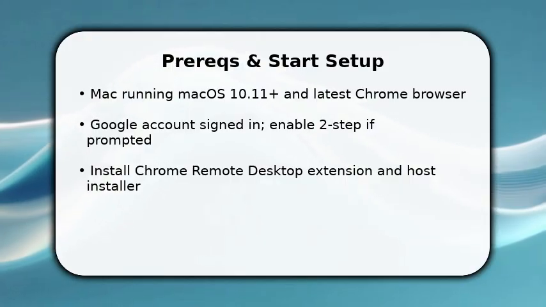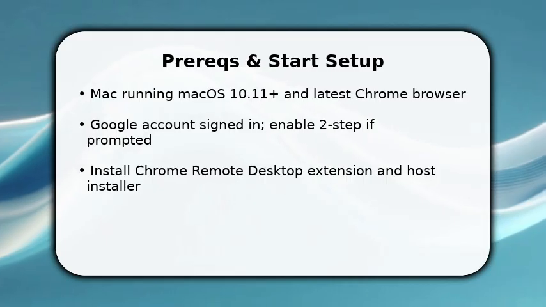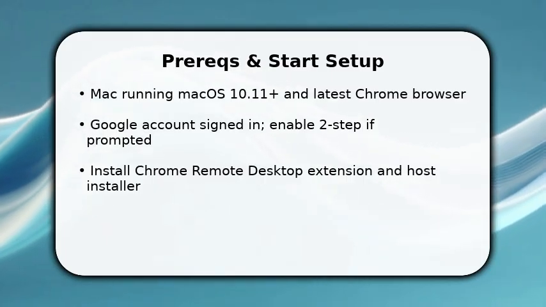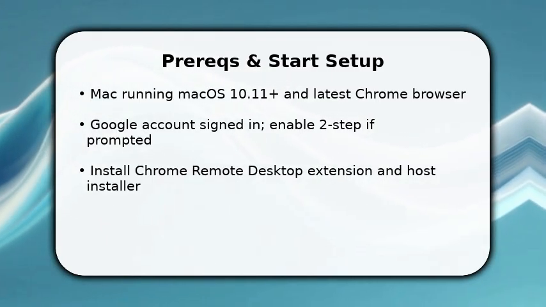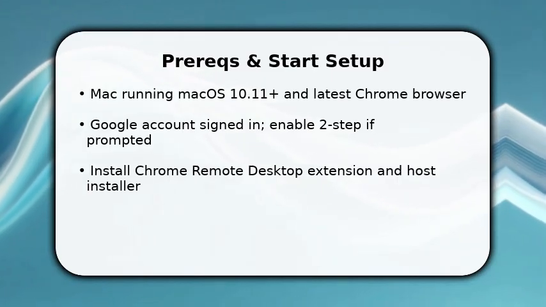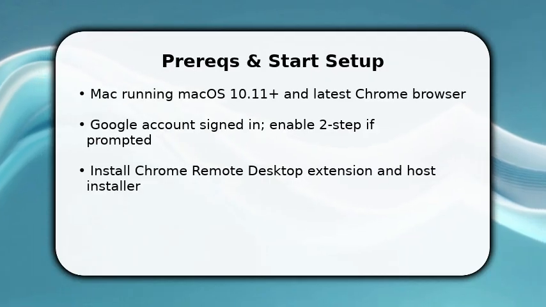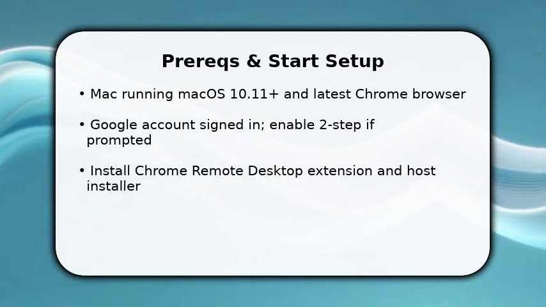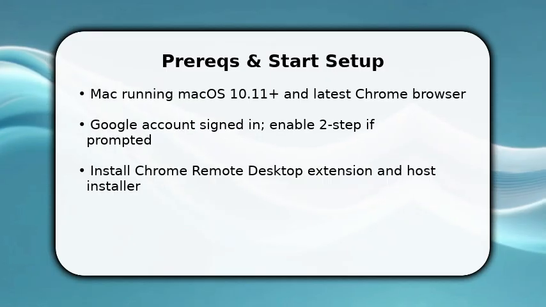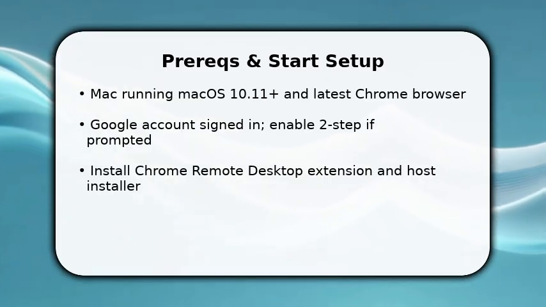You begin by confirming prerequisites: Mac OS 10.11 or newer, Chrome installed, and a Google account ready. Next, open Chrome and add the Chrome Remote Desktop extension. Once added, you'll download the host installer for Mac. Run the host installer and grant accessibility and screen recording permissions when Mac OS asks.